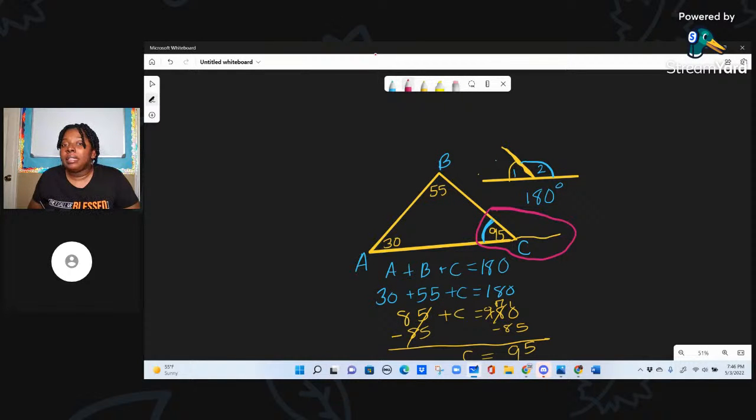So angle 1 happens to be 95 degrees. If angle 1 and angle 2 equal 180 degrees, how would I find angle 2?